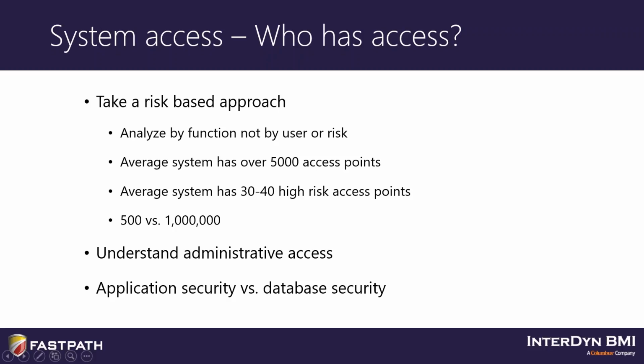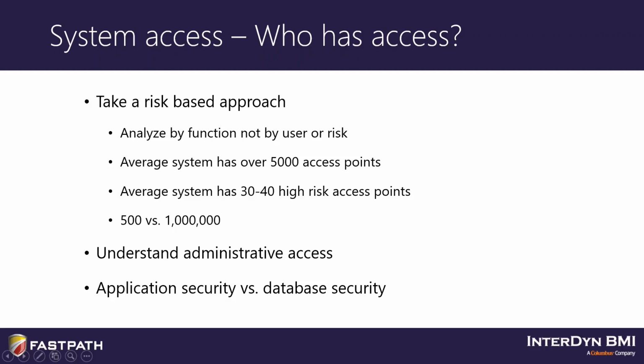So what we need to know is not just who has access at a very high level, but what they're doing with that access. Okay, so in order to understand what they're doing with that access, again, we want to take a risk-based approach. We don't need to analyze every single point of access. An average system, including GP, has over 5,000 access points. Let's say you have 20 users. What's that, 100,000 access points that you could be examining? No, that's crazy. We don't want to do that.